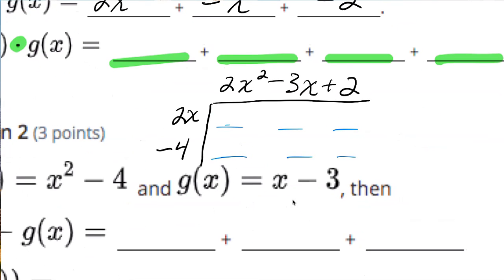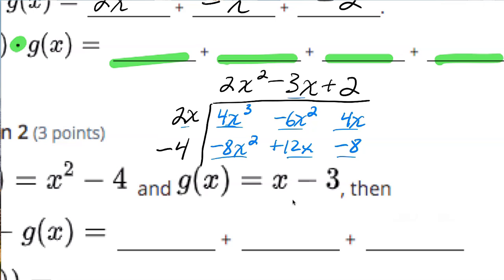So like this spot would be 2x squared times 2x is 4x cubed. And then we have negative 3x times 2x is negative 6x squared. And 2 times 2 is 4x. And then in the second row, we have negative 8x squared. We have a plus 12x. And we have a minus 8.